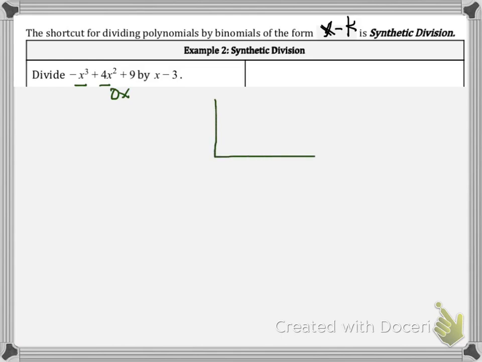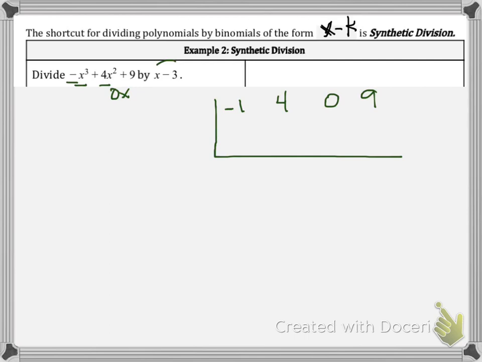It goes here, just like this. And we write the coefficients of the dividend in order from descending exponents. So the coefficients we have are -1, then 4, then 0, and 9.